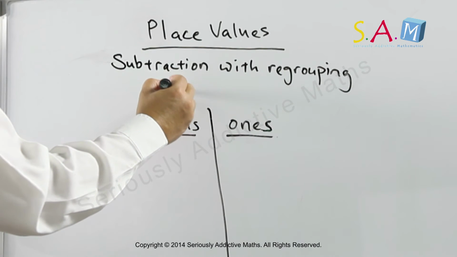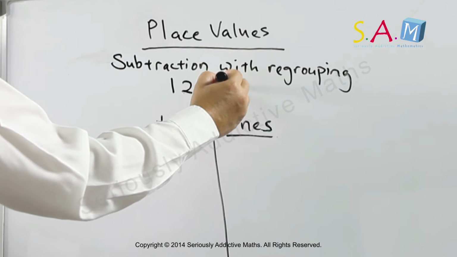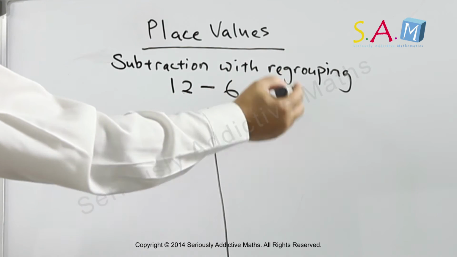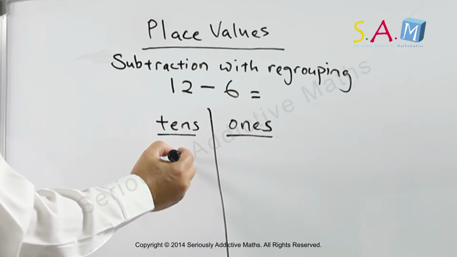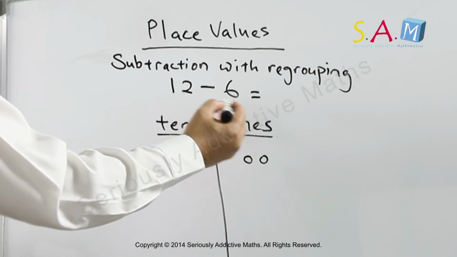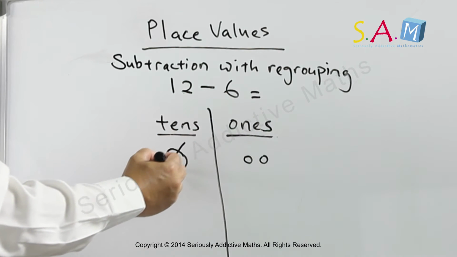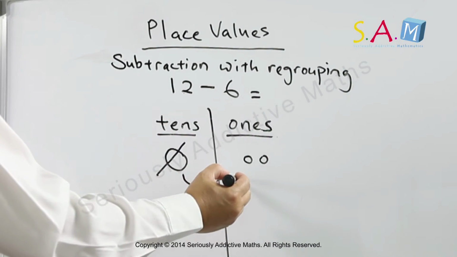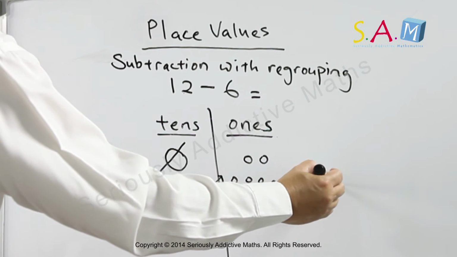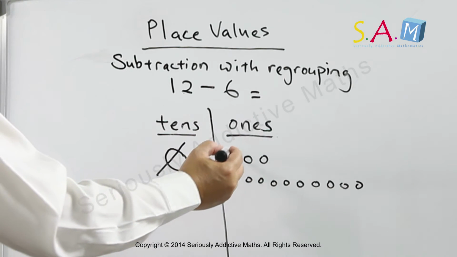For example, 12 take away 6. If I have 12, take away 6, I need to do regrouping. So 12 will look like this: 1 ten and 2 ones. However, I can't take away 6, so I need to bring this 1 ten over here to show 1, 2, 3, 4, 5, 6, 7, 8, 9, 10.